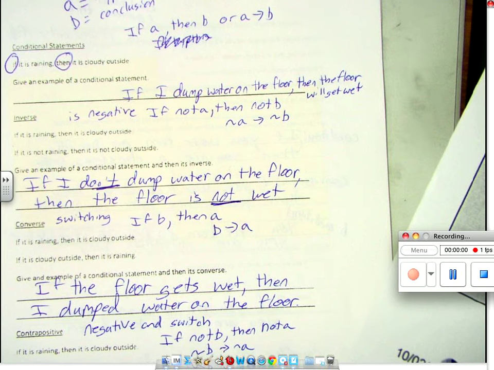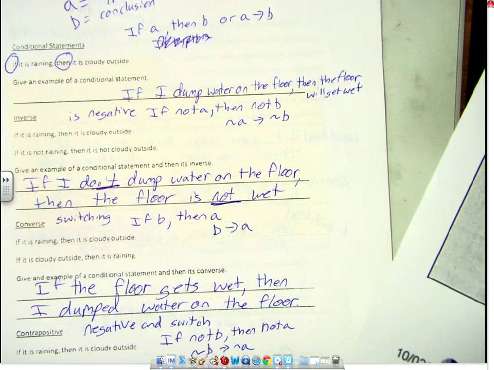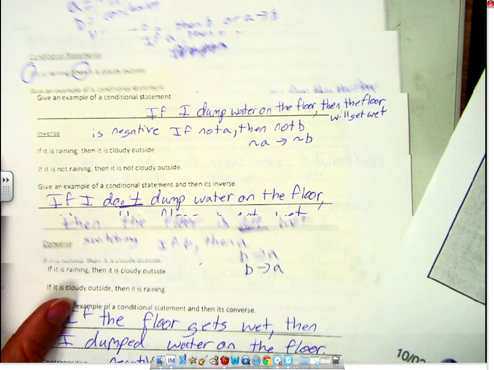Ladies and gentlemen, I know I don't usually record going over homework, but I think if you get this information, it'll really help you on your review, which will help you on your quiz. So let's start. We're looking for if and then first.